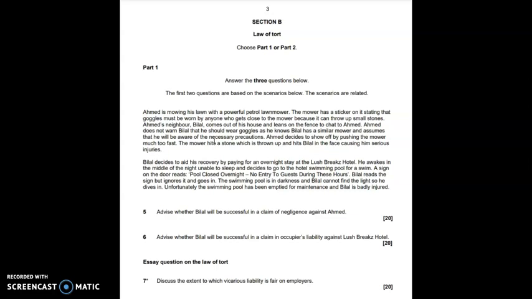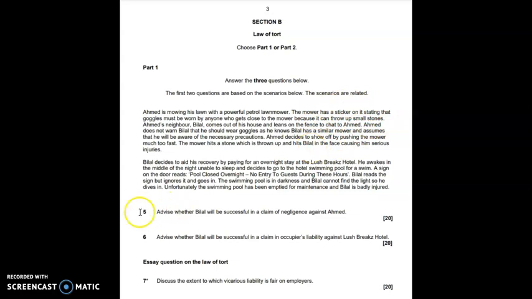In terms of causation, it's reasonably foreseeable harm, but for Ahmed's actions, Bilal would not have suffered his injuries. There's no intervening acts, so it looks as though that's met, and therefore it looks as though Ahmed might have to pay damages to Bilal. In saying that, though, you could also talk about whether Bilal's damages should be reduced because of his own contributory negligence, and also potentially was he volenti if he has a similar mower and therefore knows what the risks are.